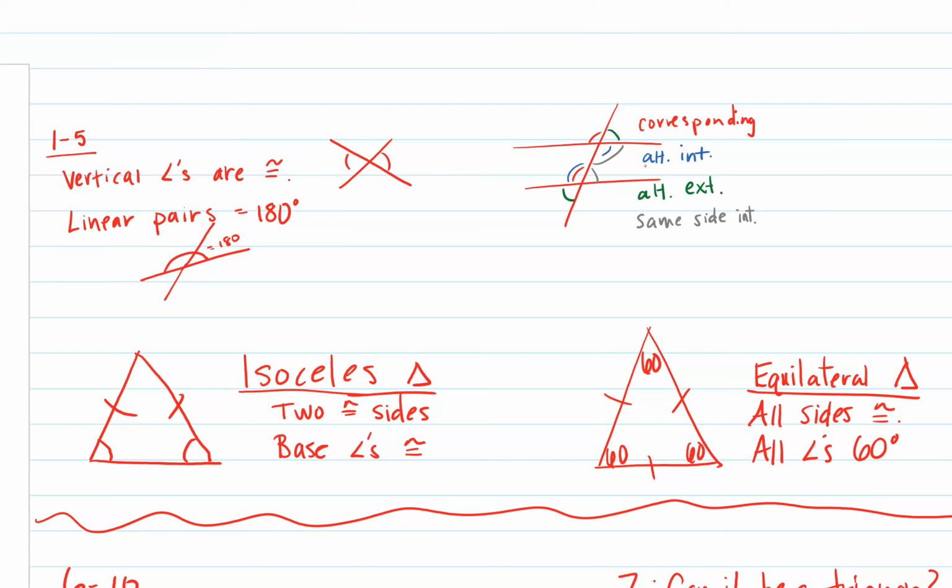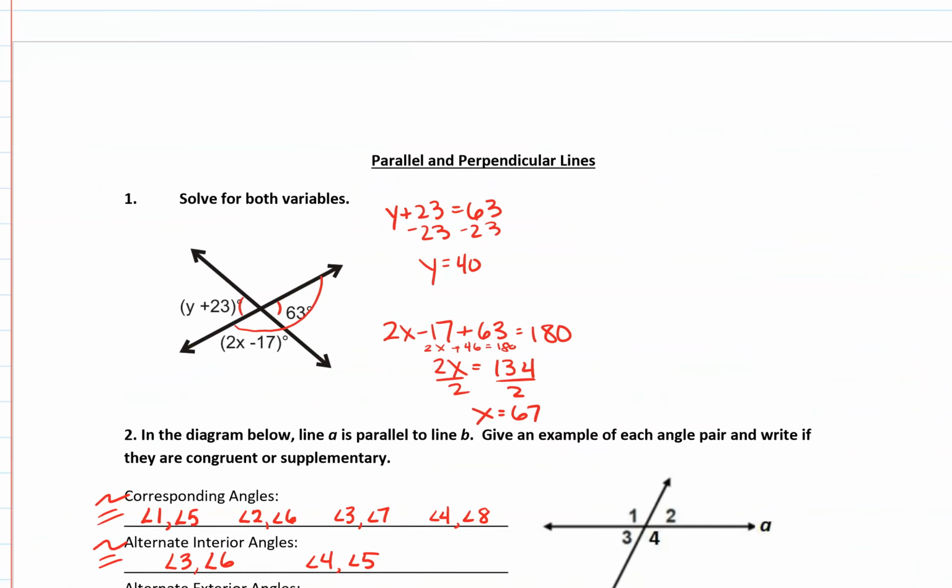Then these 5 problems had isosceles triangles, where 2 congruent sides give you 2 congruent base angles, and equilateral triangles, all 3 congruent sides, which would make all 3 angles 60 degrees. So let's look at the problems.